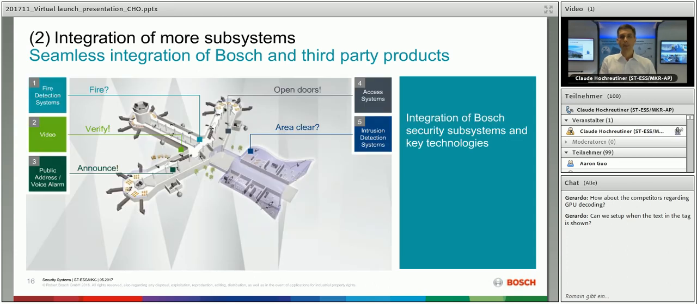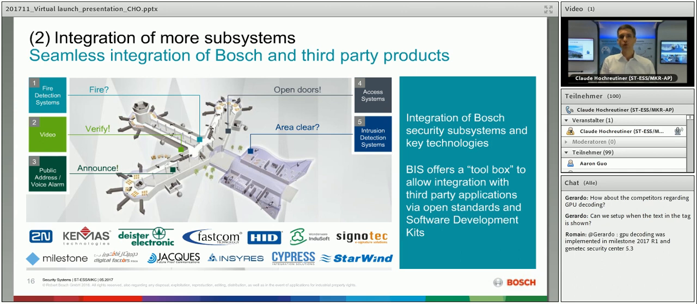Among the years, BIS has been the preferred platform for integrating all Bosch security products, from video to public address to access control to intrusion to fire. It's doing that very well. But during the last 2 or 3 revisions, we've been working really hard to make sure that we can also talk to third-party products. Okay, not only Bosch stuff, which is great, but we want to be able to talk to third-party products which are bringing a lot of value to this.